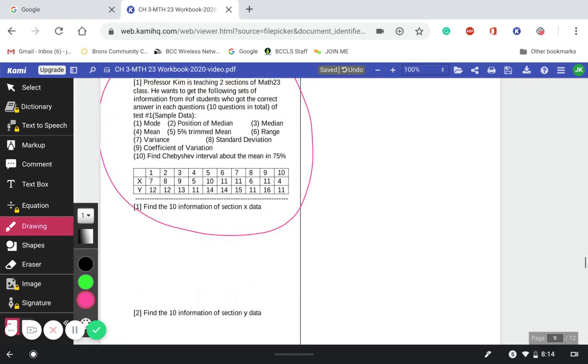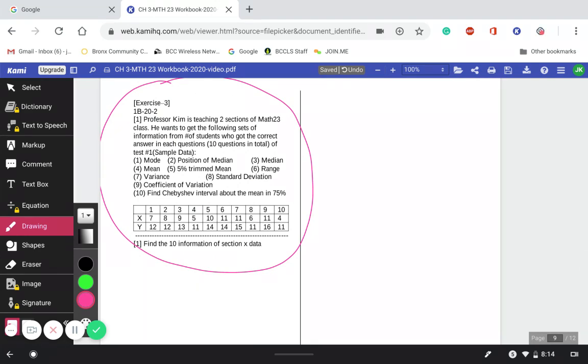Okay. So when you do this, they want to find these 10 answers. Among these, the only thing I didn't explain was Chebyshev interval. All other 9 questions, I explained. So number 1 is find those 10 answers by using these X table values: 7, 8, 9, 5, 10, 11, 11, 6, 11, 4. So find the 10 information from this X data.